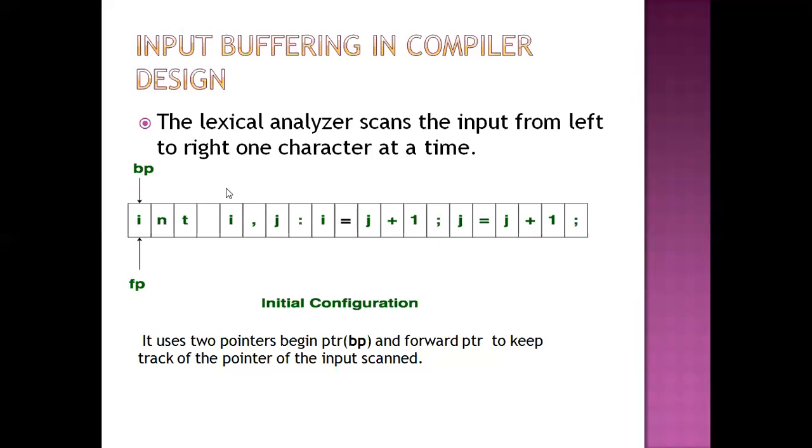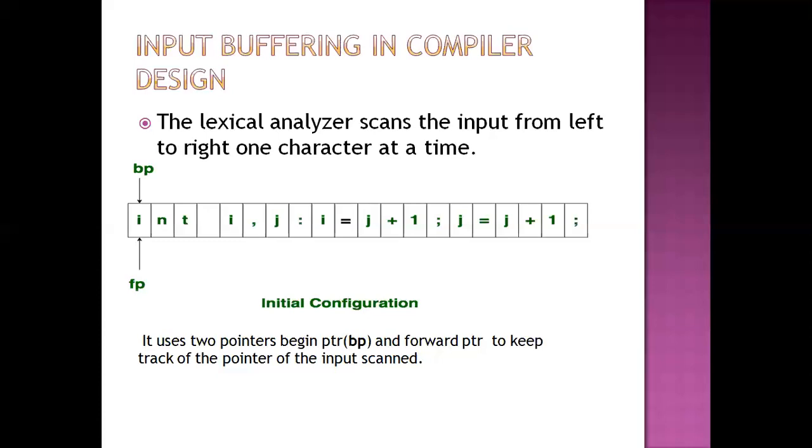The input buffer has two pointers, the begin pointer and the forward pointer. Initially both pointers are placed at the first character. After that, the forward pointer moves forward to the second character, then the third character, scanning as it goes. The size of the input buffer depends on the compiler, maybe 1024 characters or 4096 characters.